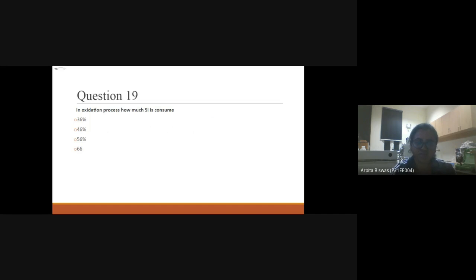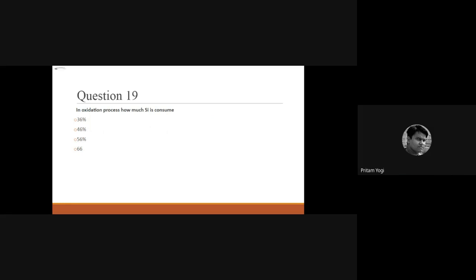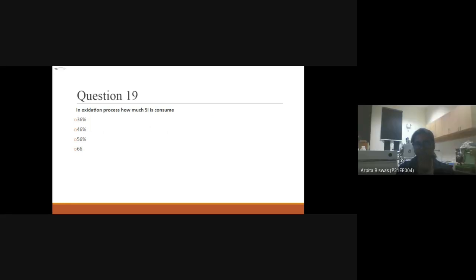So next, question number 19: in the oxidation process, how much silicon is consumed? It means when the oxygen or H2O molecules react with the silicon and produce silicon dioxide, some amount of the silicon is also consumed. So what is the percentage? 46, I think. Yes, 46%.